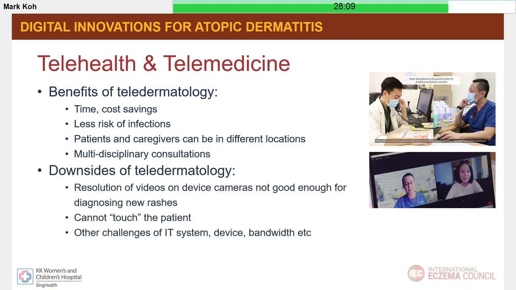What are the downsides? A lot of times, so far, the resolution of videos on device cameras is really not good enough for diagnosing new rashes. So sometimes when they tell us they've got a new rash, we might have to bring them in. But a tip for everyone I just found out is that if you use the front camera on your handphone, it's not as good as the back camera. So if you want better resolution, ask the patients to switch to the back camera, because that helps quite a bit when looking at rashes on the skin. Videos are also not as good in resolution, so ask them to take photos and send them to you, because you get better resolution with photographs.